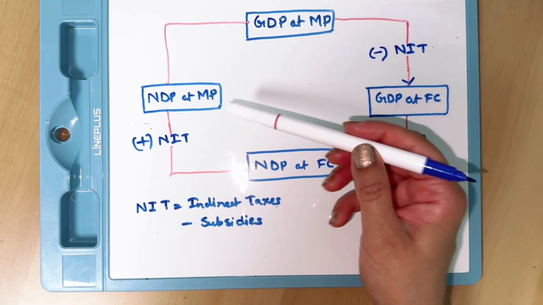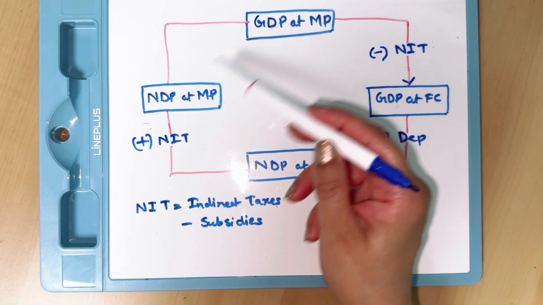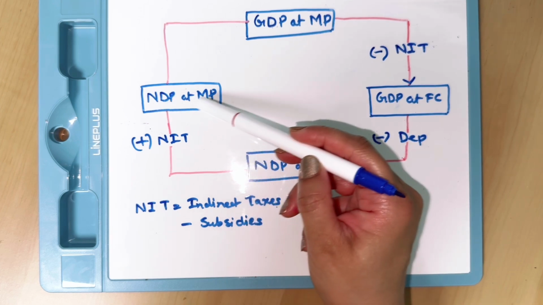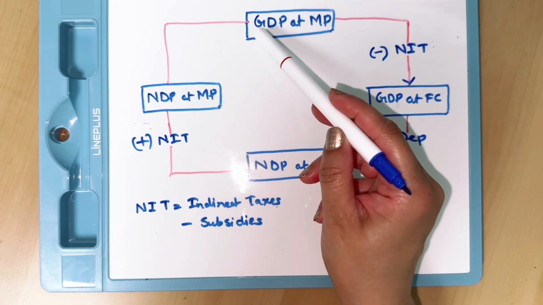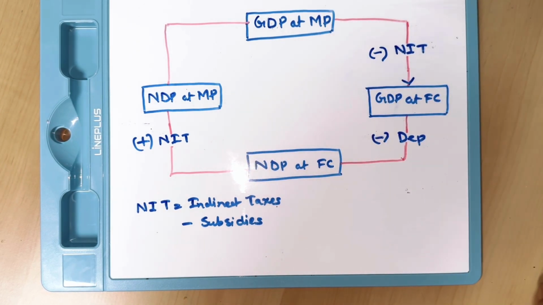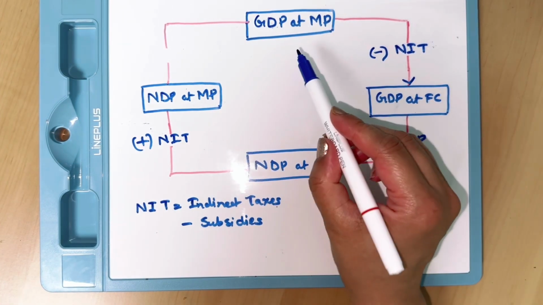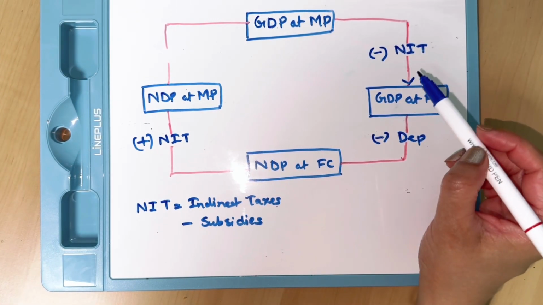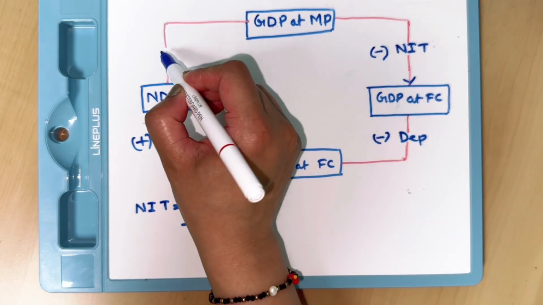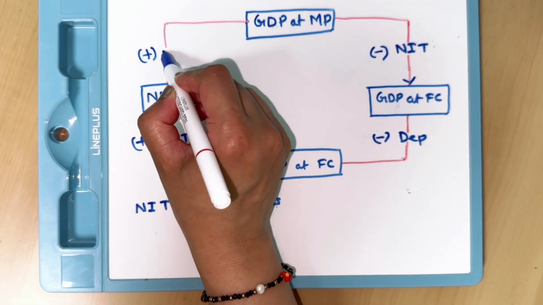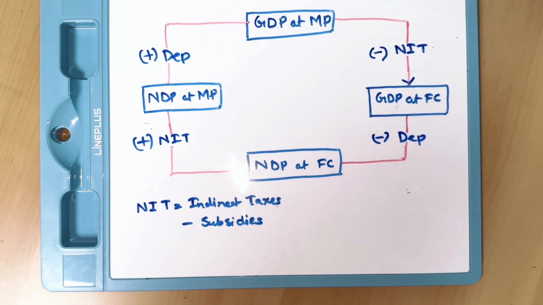Then we want to arrive at gross from net, from NDP at market price to GDP at market price. What adjustment do we need to make? GDP means the gross amount and GDP includes depreciation. So we simply need to add depreciation.